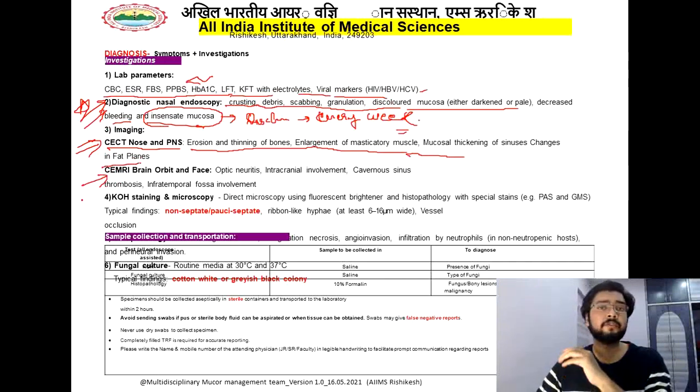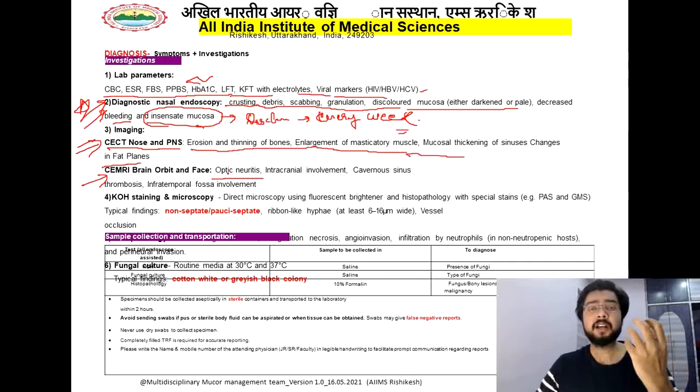CE-MRI is a very important imaging where you can detect the eye involvement, the optic nerve involvement, optic neuritis, intracranial involvement, cavernous sinus thrombosis, infratemporal involvement. So MRI is a must to do.